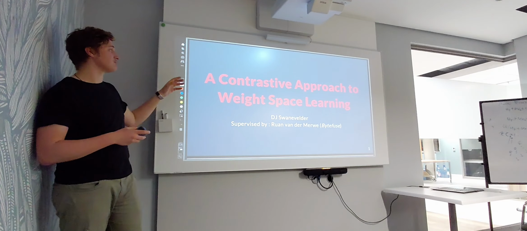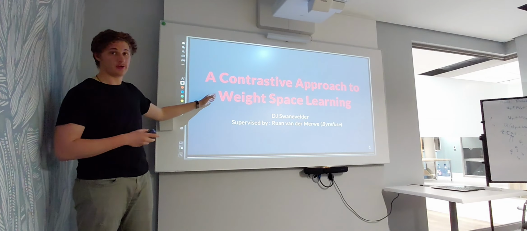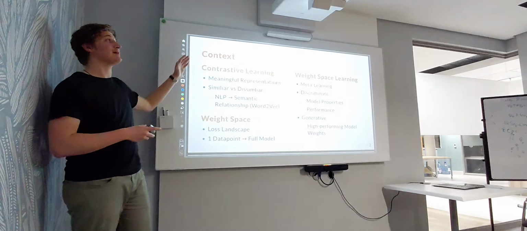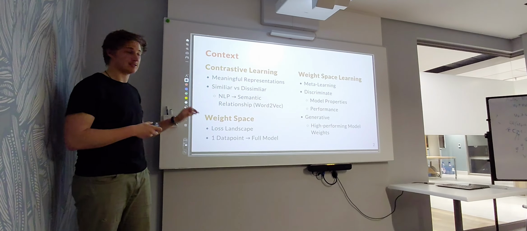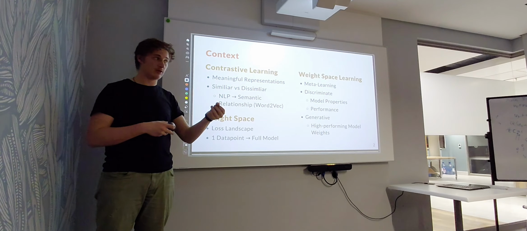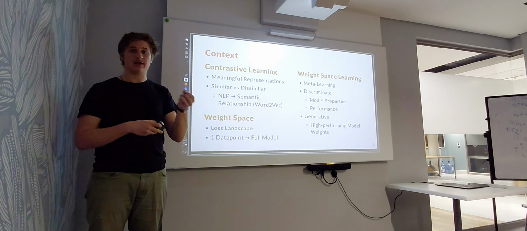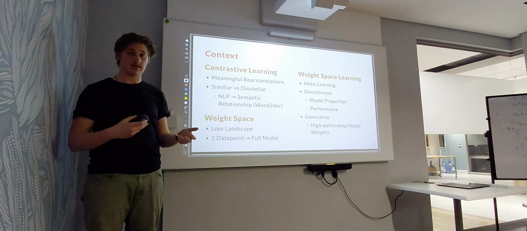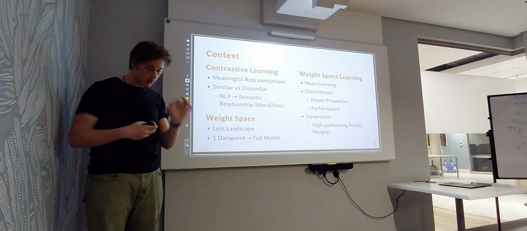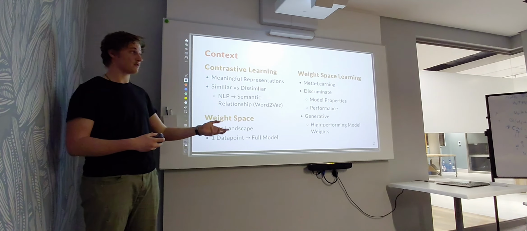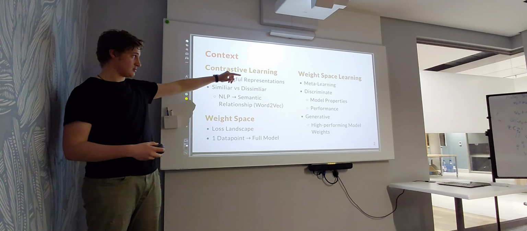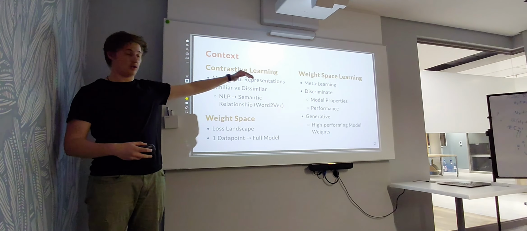Now, what do I mean specifically by weight-space learning? Specifically, a weight space is simply a loss landscape without the loss. It is every single possible value and combination of values that the weights of a model can take. And so a single point in the weight space represents a full model. Because of this, weight space learning is often referred to as meta learning.